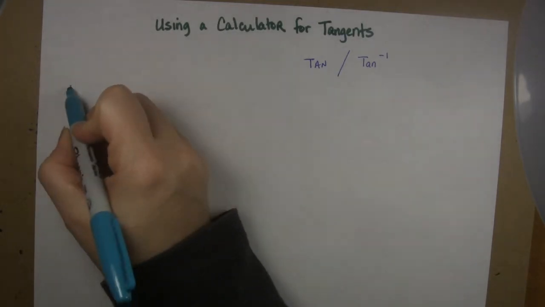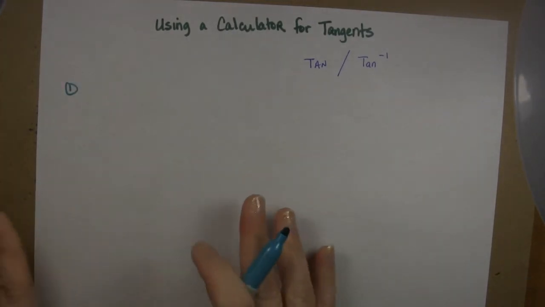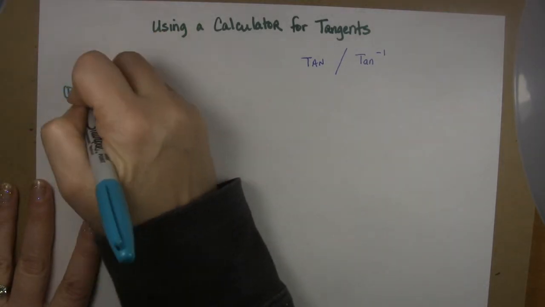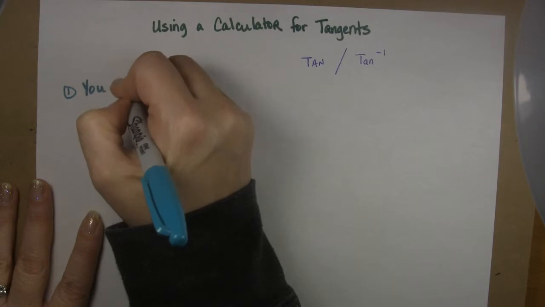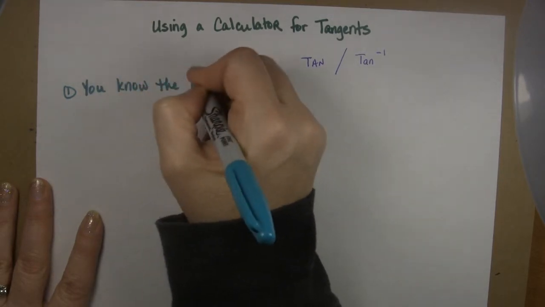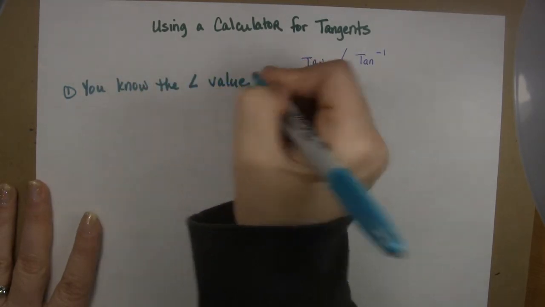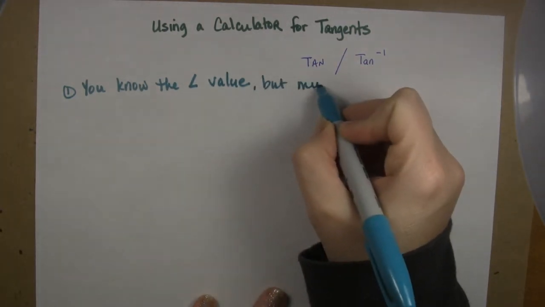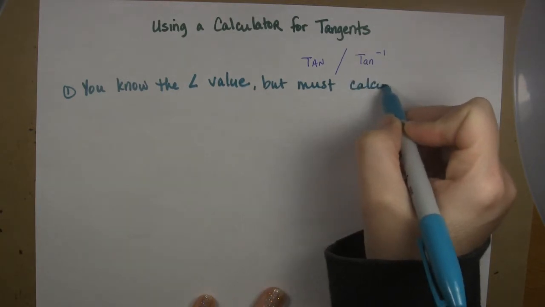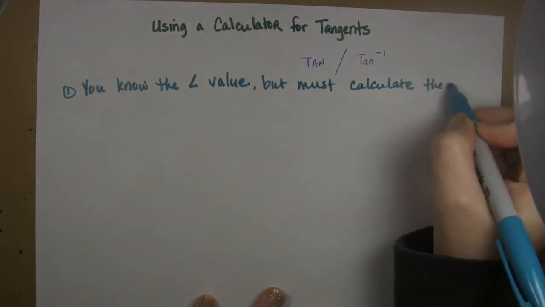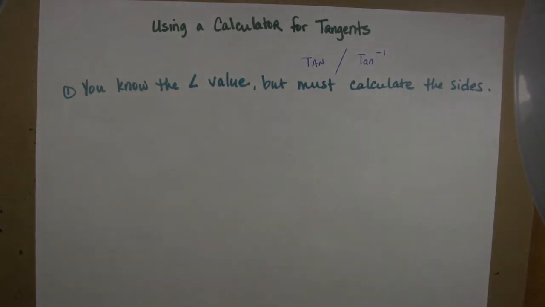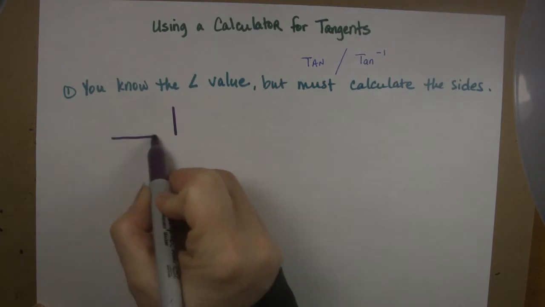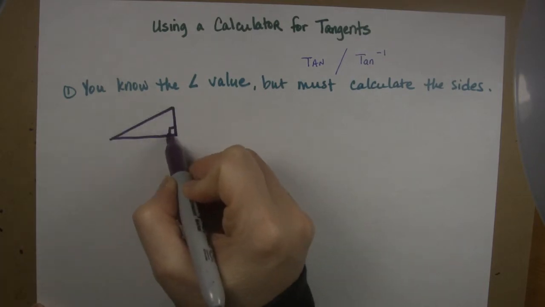So the first type of tangent problem that you might run into is that you know the angle value, or the measurement of the angle, but must calculate the sides. So let's take a look at an example. Here's an example.